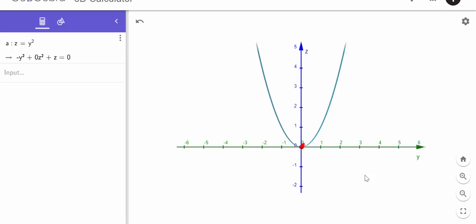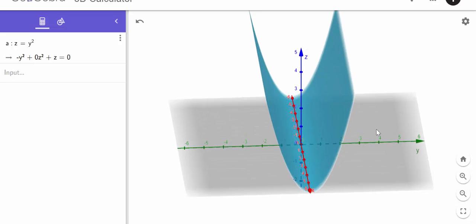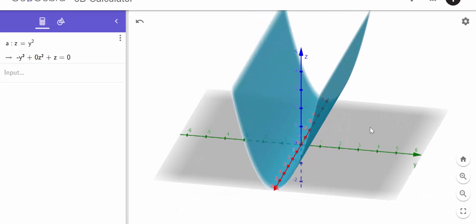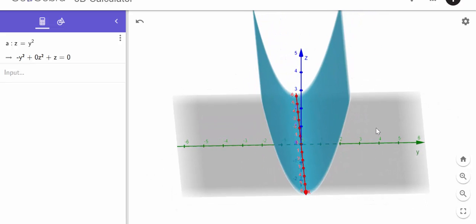Now think about what the rulings would be parallel to. Think about rulings going down through here. I'm not showing the rulings here, but can you tell what the rulings would be parallel to? They would be parallel to the x-axis. So dig this. z equals y squared is this cylinder with the rulings parallel to the x-axis. Notice you could think of it, the x is not shown here. That's precisely what the rulings are parallel to.